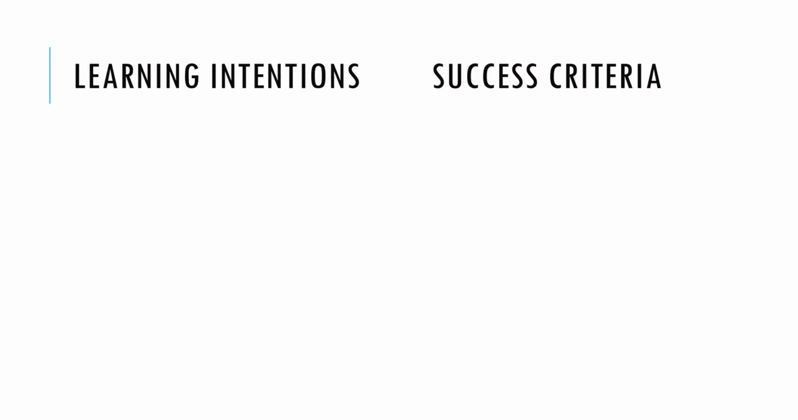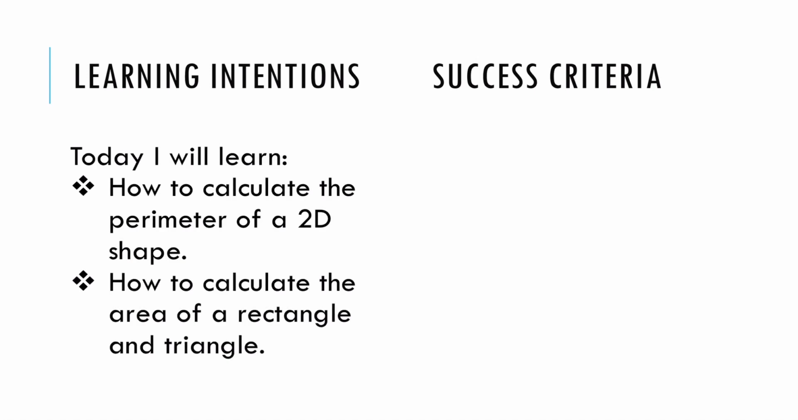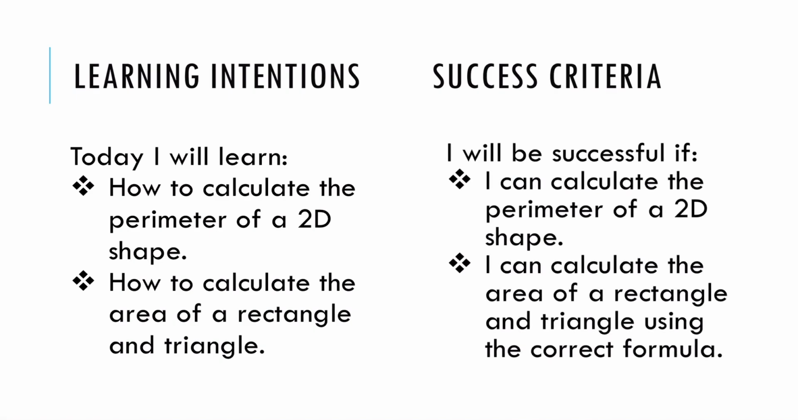In today's lesson we are doing a revision lesson of perimeter and area of rectangles and triangles. So today we're going to learn how to calculate the perimeter of a 2D shape and how to calculate the area of a rectangle and triangle. We will have been successful today if we can calculate the perimeter of a 2D shape and we can calculate the area of a rectangle and triangle using the correct formula.